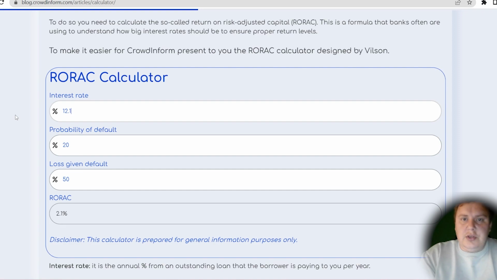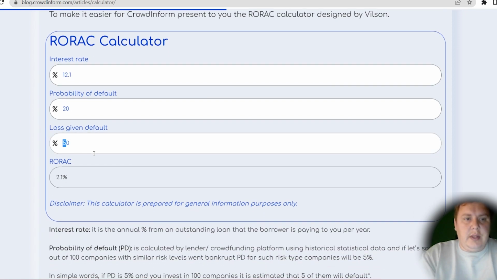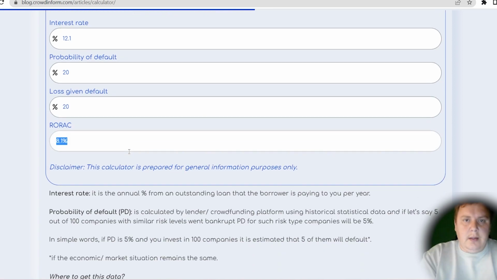For example, each invested loan could be secured, for example, with 2 euros. And this will substantially improve the loss given default, and let's say it will be 20. In this case, the rate will be very interesting. I know that it's not an easy task to calculate LGD and PD, but I hope that platforms will do this, and in this case it will be much easier to invest in those platforms.